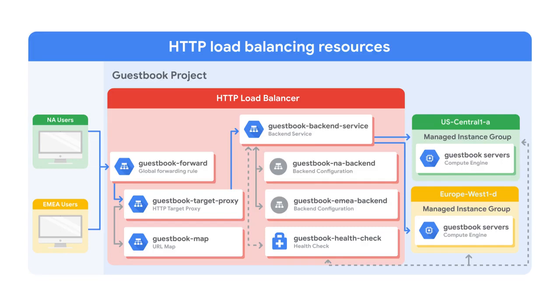If there are no healthy instances with available capacity in a given region, the load balancer instead sends the request to the next closest region with available capacity. Therefore, traffic from the EMEA user could be forwarded to the US Central 1A backend if the Europe West 1D backend does not have capacity or has no healthy instances as determined by the health checker. This is referred to as cross-region load balancing.